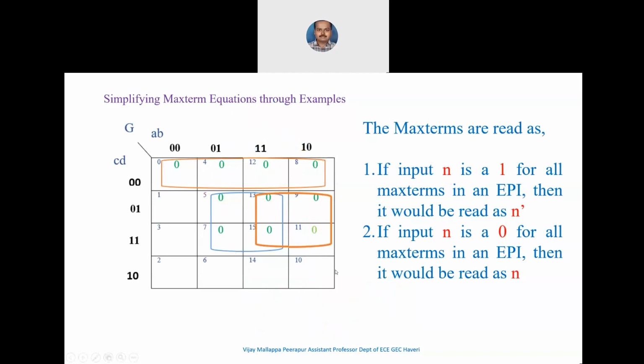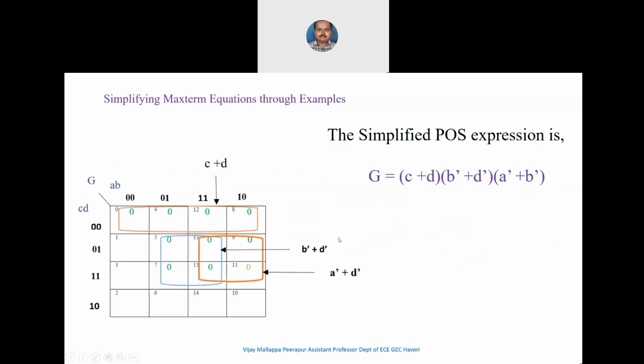Shruti has written, Megha has written. I think Megha has forgotten to write the other term here. The two terms Megha has written are correct: C or D, B bar or D bar, and the other term is A bar or B bar. That's good, right? So the simplified expression in product of sums form is C or D, B bar or D bar, A bar or B bar, right?